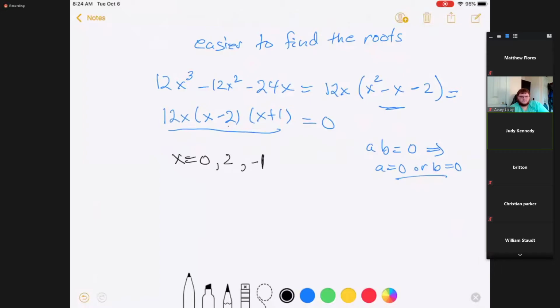Okay, let me draw a number line so we can visualize. I've identified 3 numbers. These are all critical numbers. Those 3 numbers are the only places where f prime of x is equal to 0 or f prime of x is not defined. Here, they're all equal to 0. So a change cannot occur between these points.